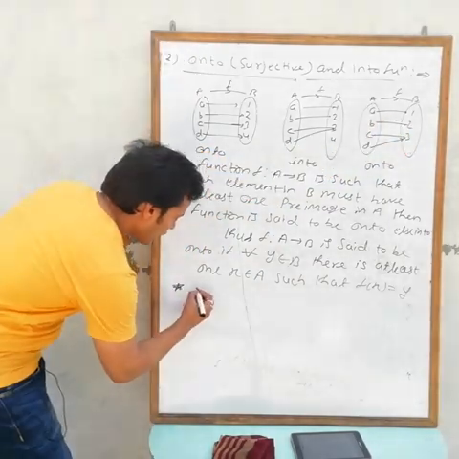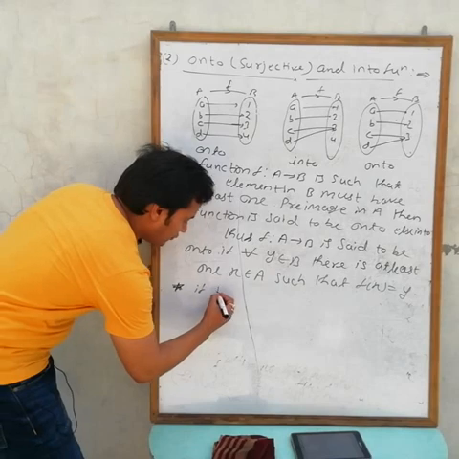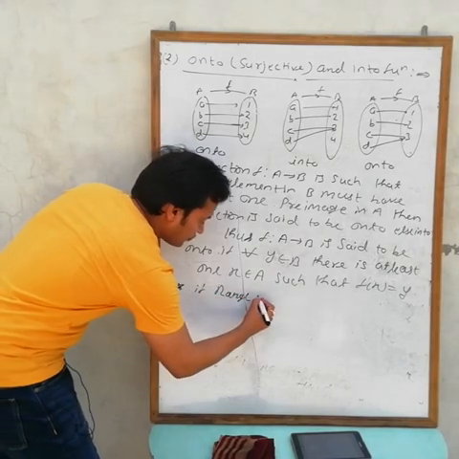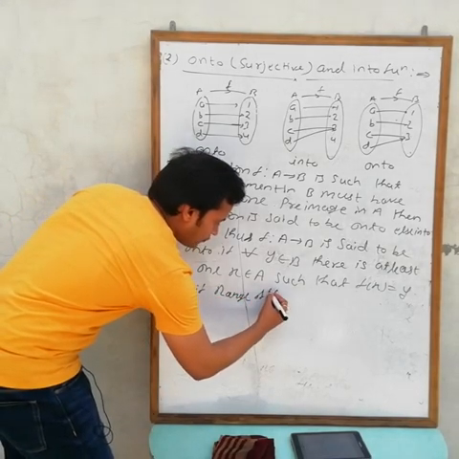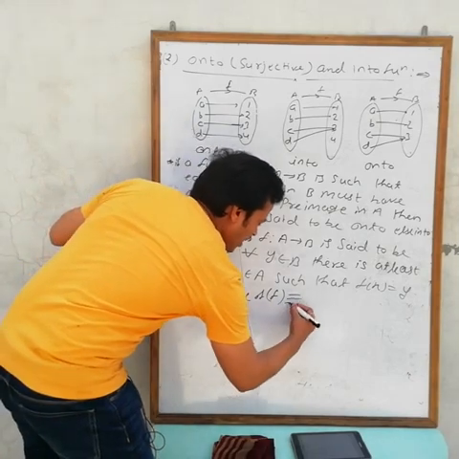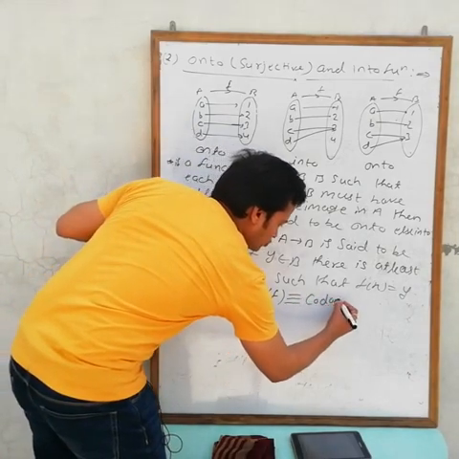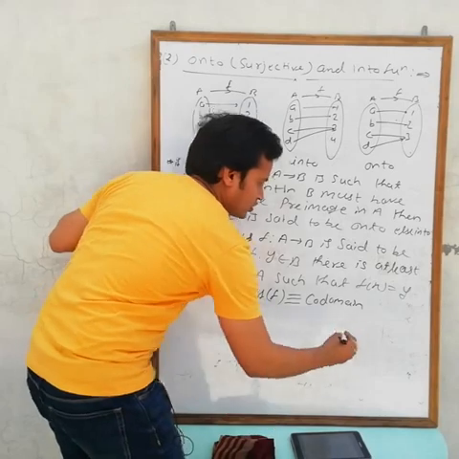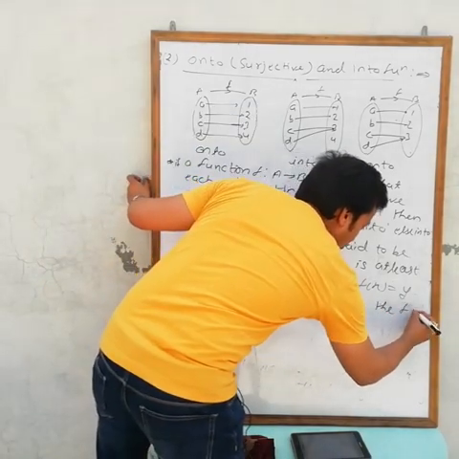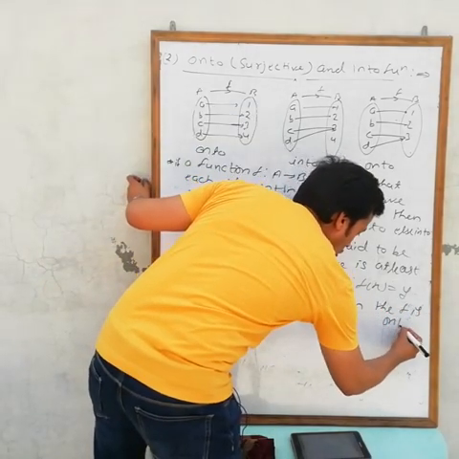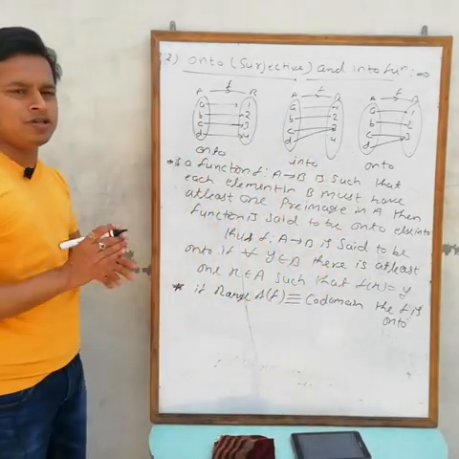So remember, if the range of f is the same as the codomain, then f is onto. Okay, then f is onto.